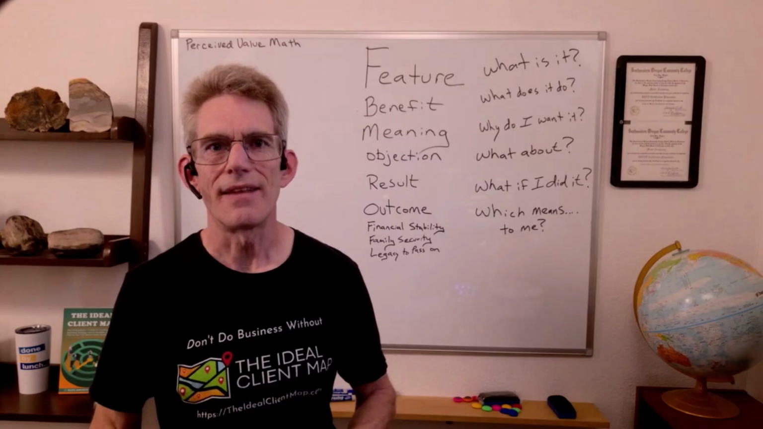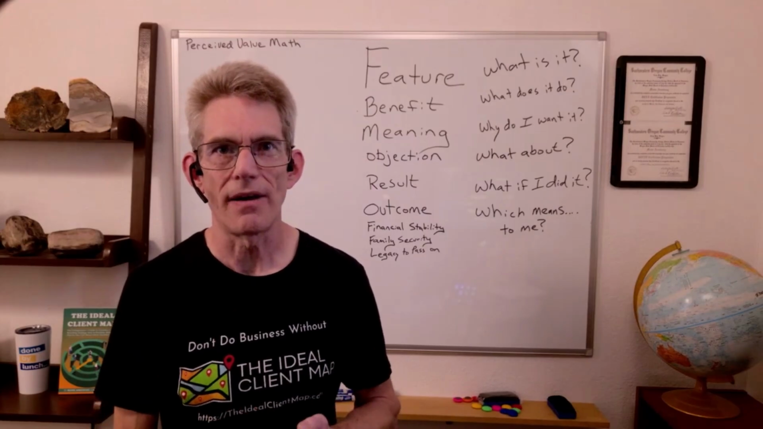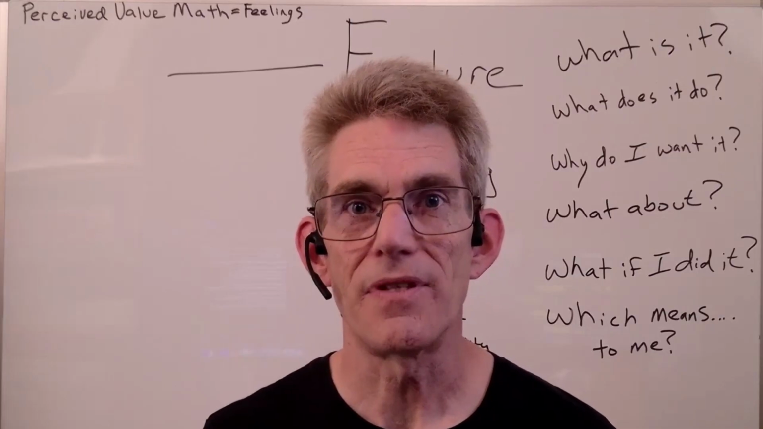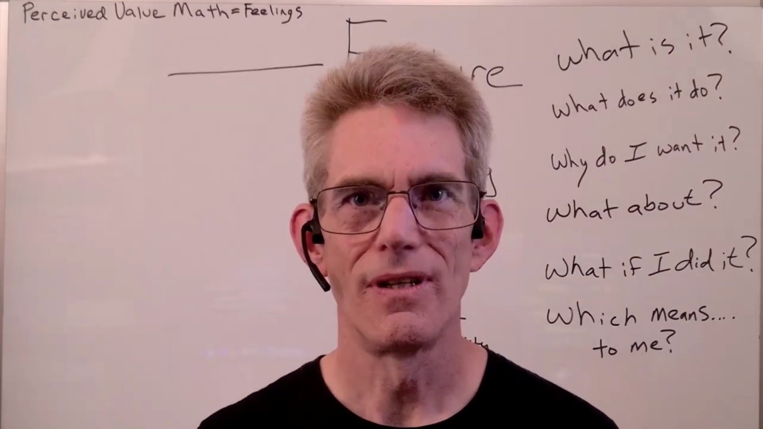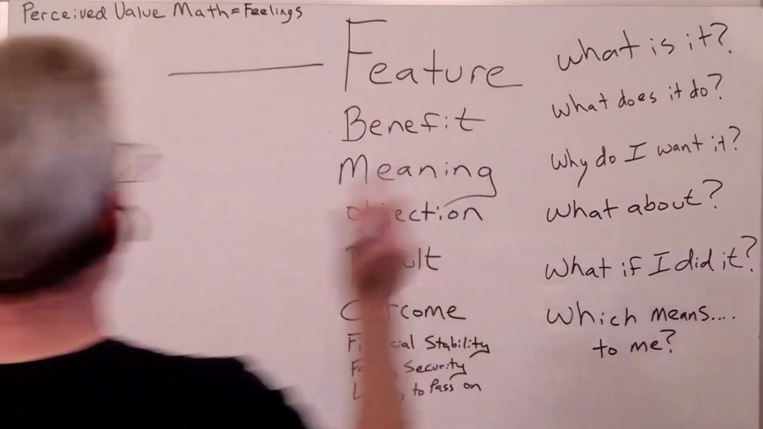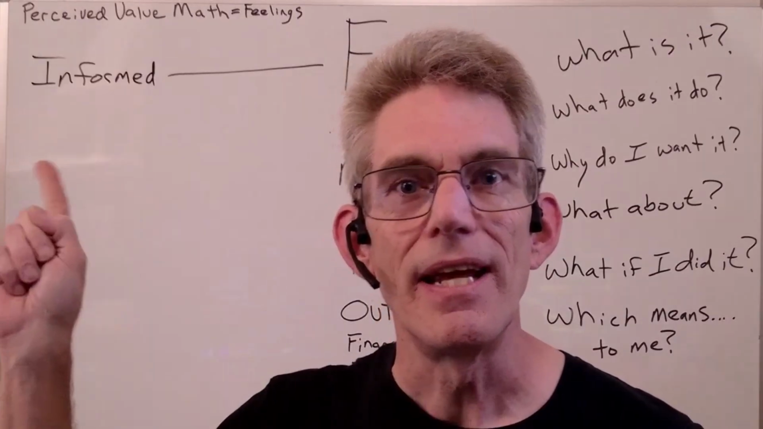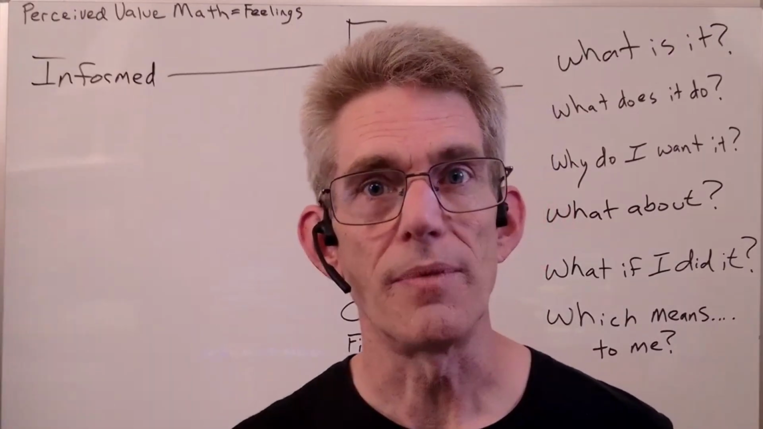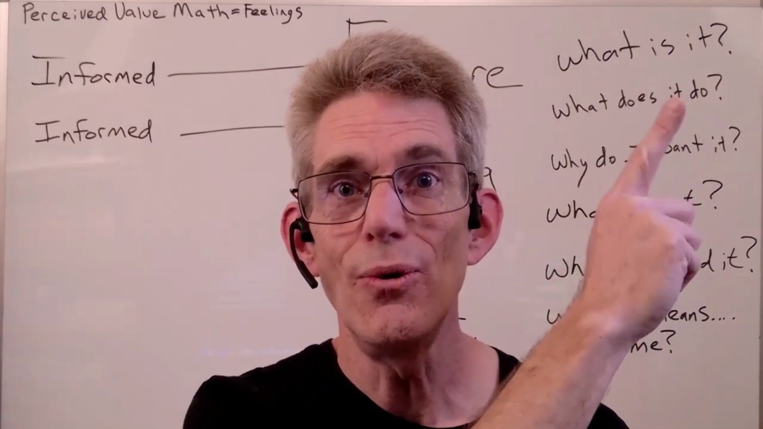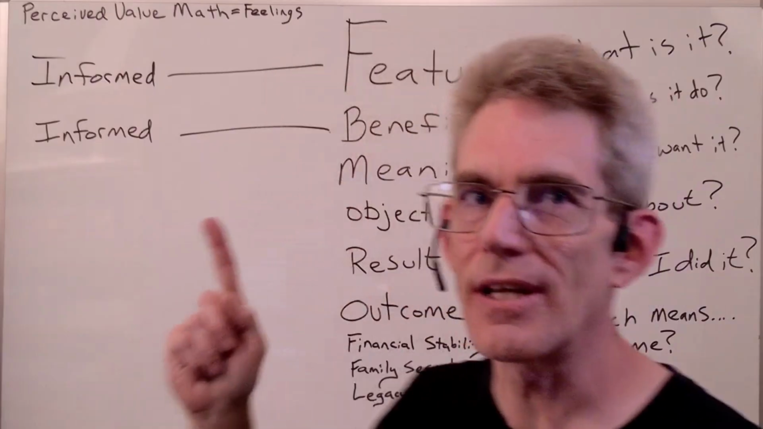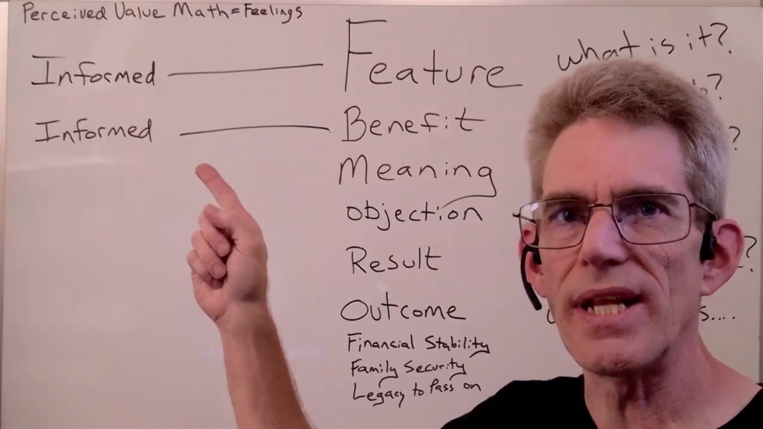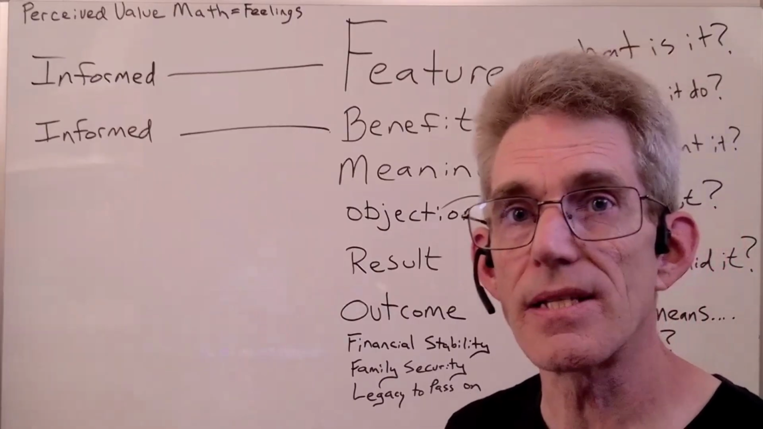Okay, the truth is that there is a little bit of math involved with perceived value, but it's not measured in currency. So perceived value math is done by scoring. First, let's figure out how to score 1. What is it? Once they know what it is, they're likely to be feeling informed. And informed gives us a level 1 of perceived value. And what does it do? Well, that's going to give us another benefit: informed. That's what it does.